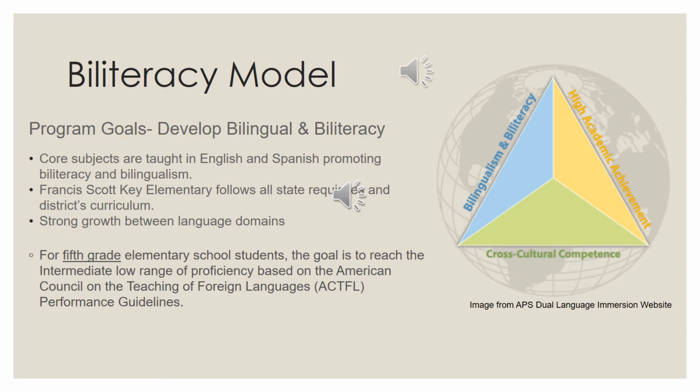A biliterate is a person who is proficient in two different languages. In Francis Scott Key Elementary, core subjects are taught in English and Spanish, promoting biliteracy and bilingualism. This school has strong growth between language domains, all while maintaining all state requirements and curriculum. For 5th grade students, the goal is to reach the intermediate low range of proficiency based on the American Council on the Teaching of Foreign Languages Performance Guidelines. To the right side, here we have a visual of what it shows to be biliterate. It is an image from the APS Dual Language Immersion website.